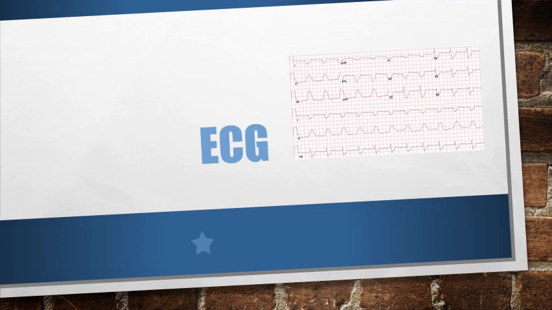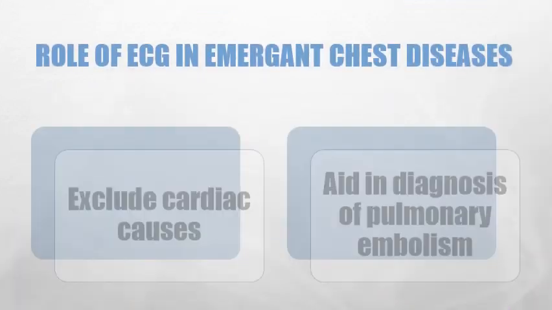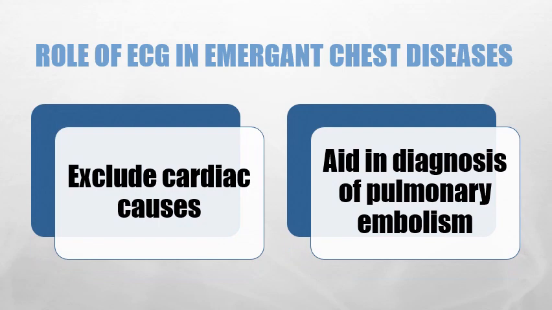We'll go next to the next investigation you may use in the ER to diagnose the chest case, which is an ECG. As we said, the ECG has only 2 roles in the diagnosis of chest diseases. The first role is to exclude cardiac causes. The second role is to aid in the diagnosis of pulmonary embolism. Beside the chest X-ray, the ECG and chest X-ray raise the suspicion of pulmonary embolism, but the gold standard of diagnosis of pulmonary embolism is the CT pulmonary angiogram.